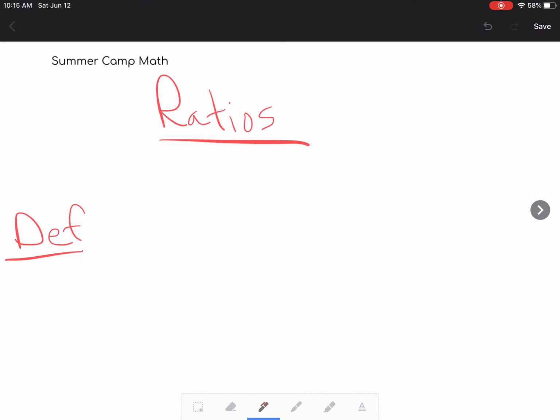In this video, we're going to talk about ratios. Ratios is a huge concept within middle school mathematics, and it sets the stage for a lot of other advanced things later down the road. So having a really good understanding of ratios is going to be crucial.